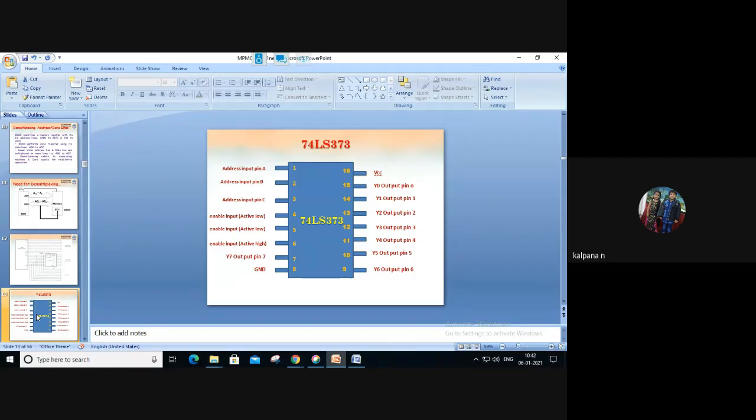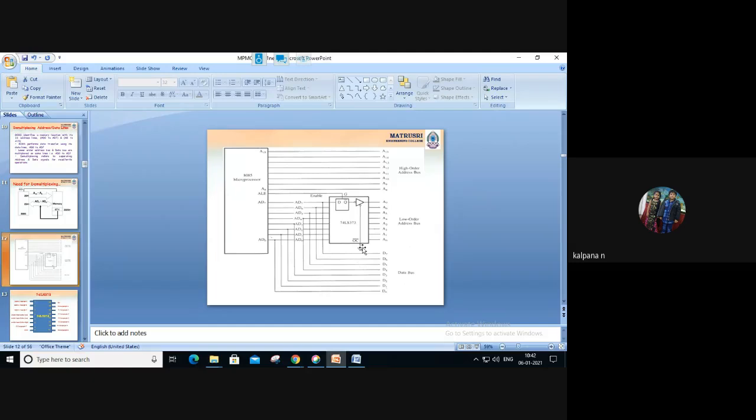The 74LS373 IC we are using to separate the address lines from the AD multiplexed lines. This device is also called a latch. What can we call this device? Latch. L-A-T-C-H. Okay, this device is also called a latch. So this is the diagram.